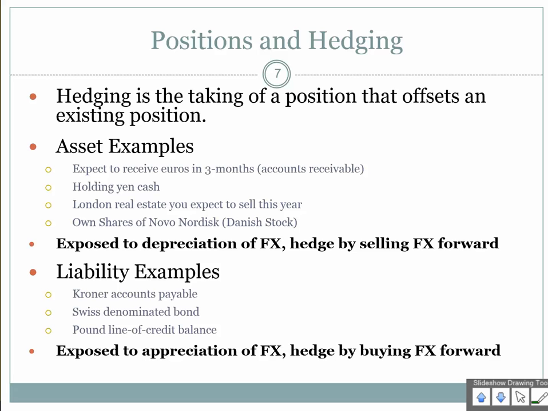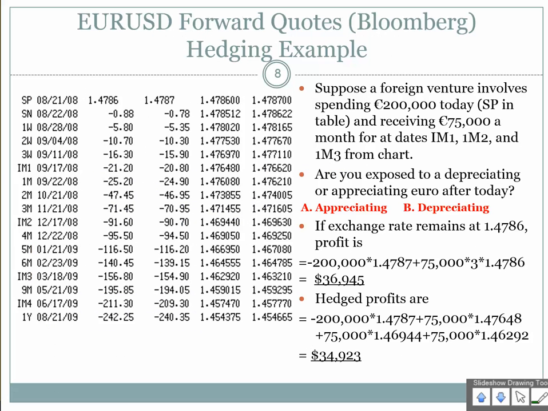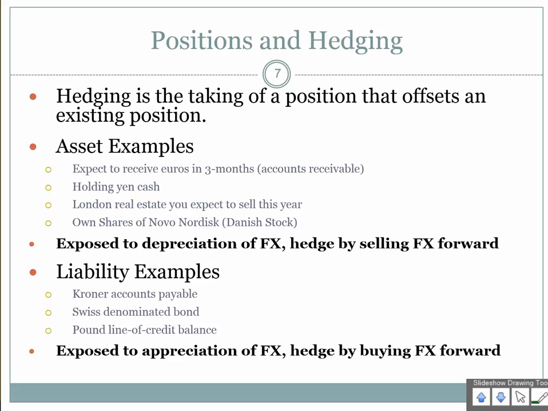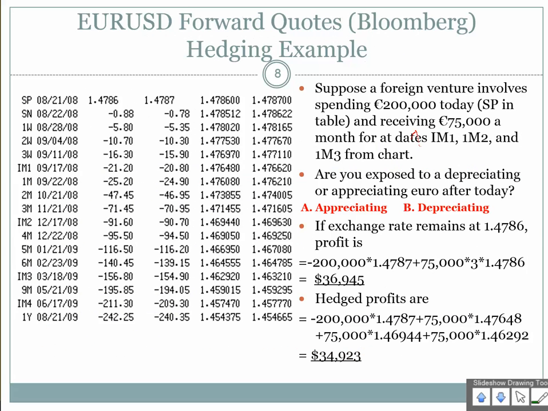So an example would be, say, for an asset, say you expect to receive 1 million euros in 3 months. Now, if the euro appreciates, we're going to get more dollars when we sell the euros. If the euro depreciates, we're going to get fewer dollars when we sell the euros. So this receivable, we say, is long the euro. We have a long position in the euro.